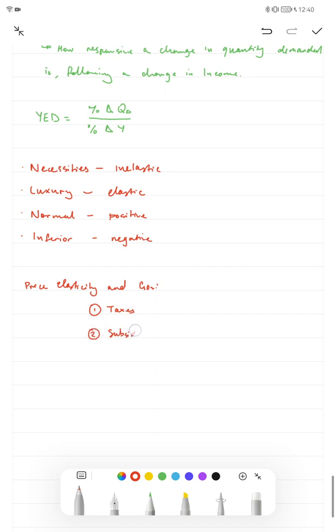And subsidies. So if the government was to tax something inelastic like petrol or addictive goods, cigarettes and alcohol and things like that, they'd be able to get a lot of tax revenue because even though the price has increased, people are still willing to buy them, which means that they can get a large proportion of money from that as tax revenue.